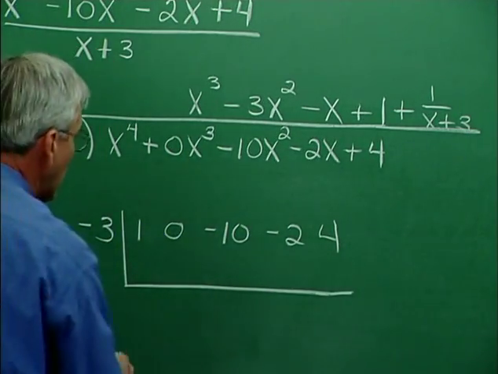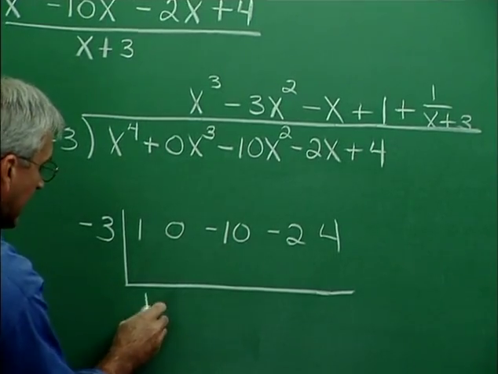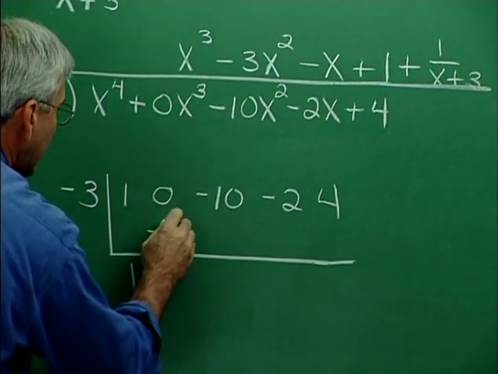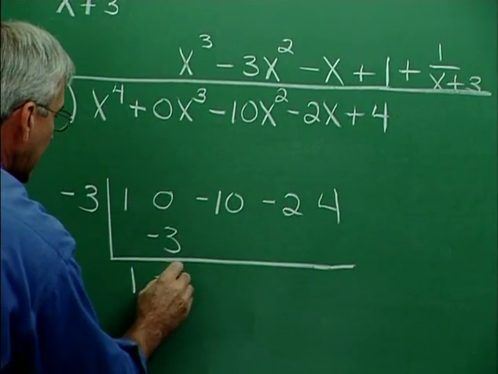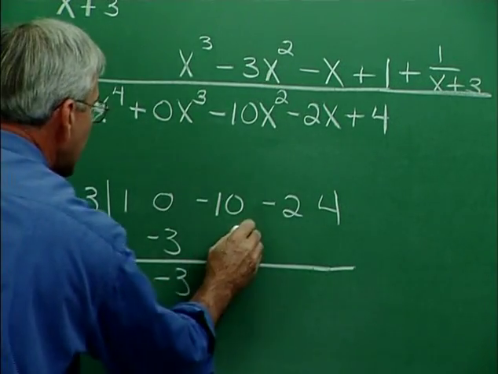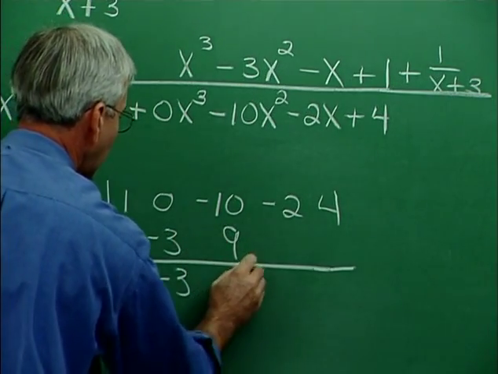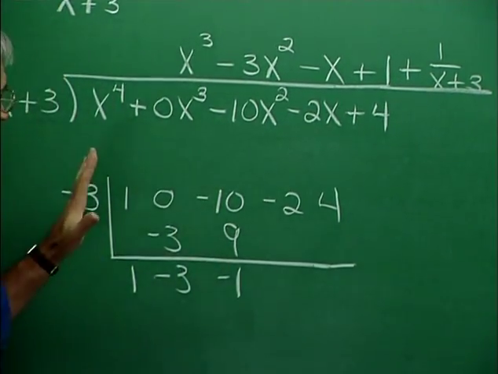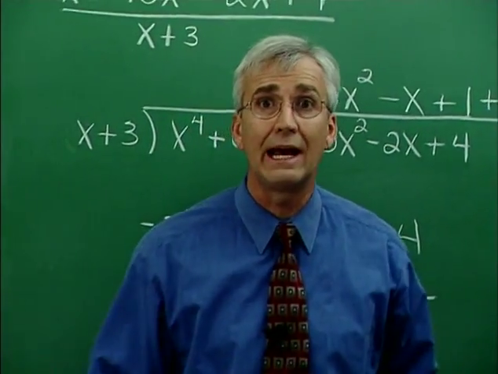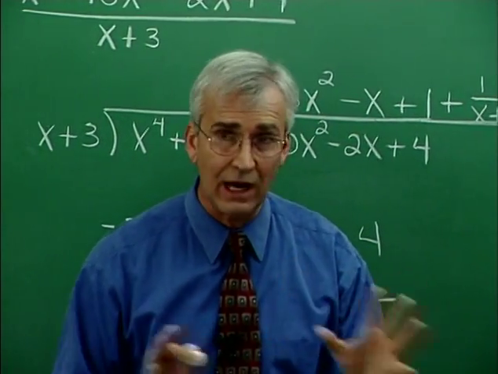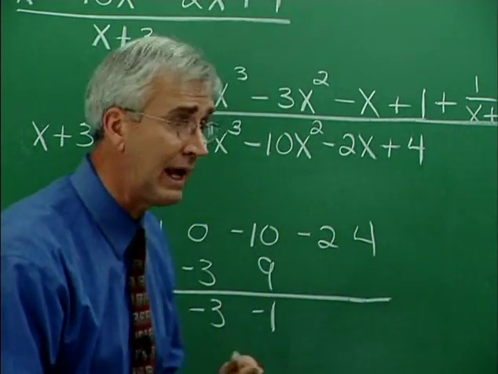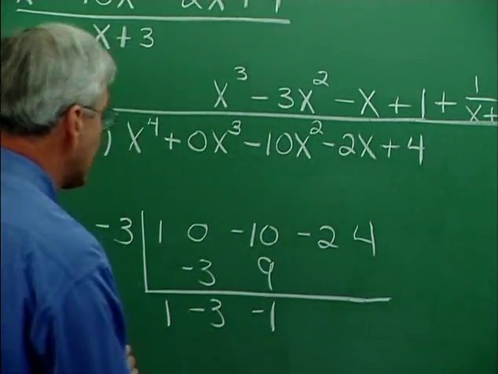Now, here's how the process works. Take this first entry and just bring it down. And then multiply -3 times 1 to get -3. And then add these two to get -3. And then multiply these two. You see, -3 times -3 is 9. And then add those two to get -1. And then multiply. You see, what we're doing here is we're multiplying, adding, multiplying, adding, multiplying, adding, rather than divide, subtract, divide, subtract, divide, subtract. So we're using the easier operations of multiplication and addition, and we can go through this process very quickly.